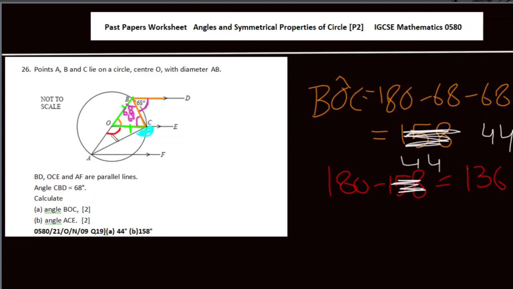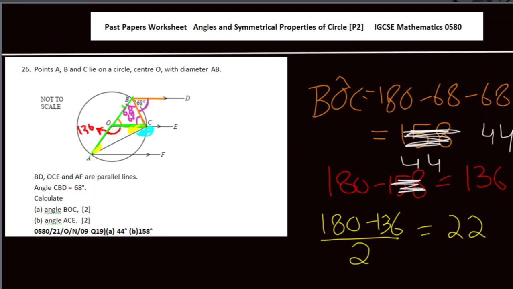This here is 136. Now notice that's another isosceles triangle. We have two radii here as well. So OA is one radius and OC is the other radius. So that means this angle here and this angle here, they're also equal. So I can find the yellow angle by doing 180 minus 136 divided by 2, which gives me 22. Now I can find the blue angle by subtracting 22 from 180, which gives me 158.